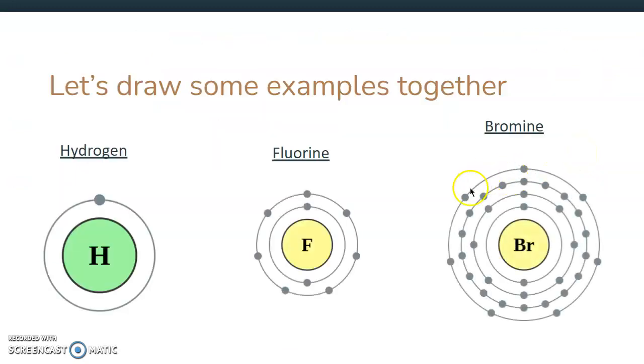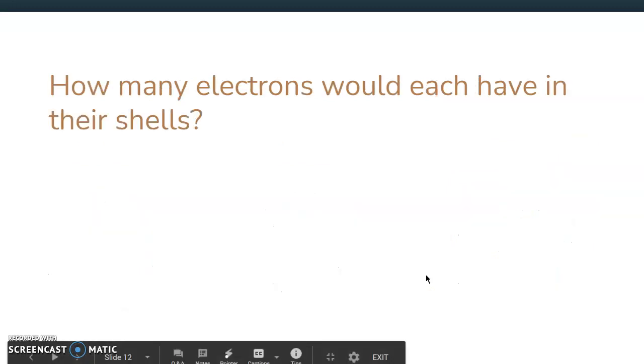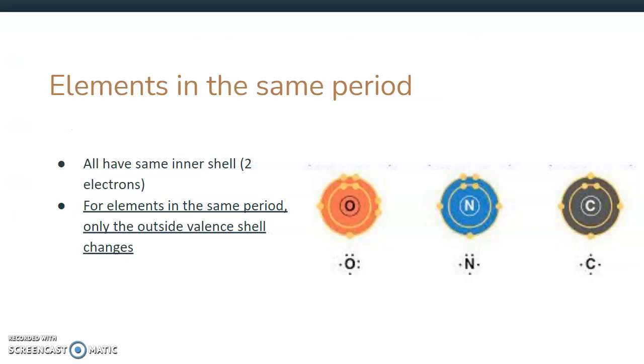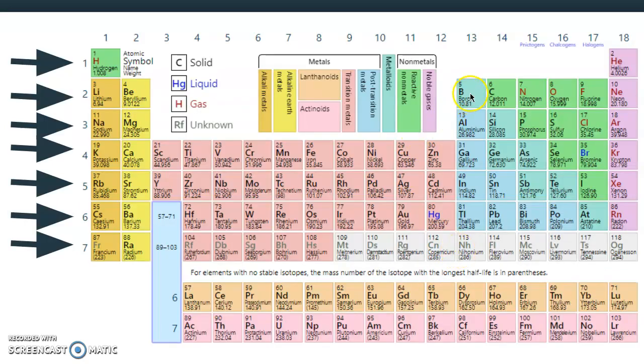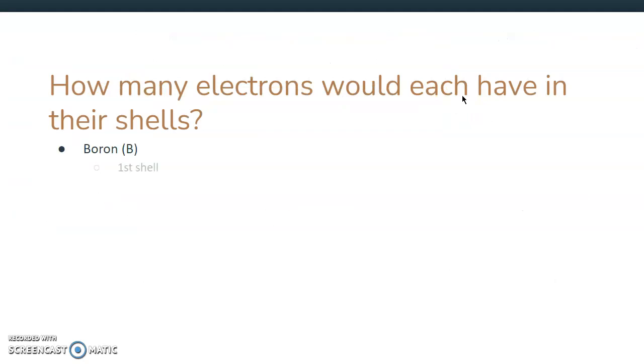So this is a little bit more complicated, a little bit more challenging, but I just wanted to show you guys that. This is how it works. So let's go through this again. How many electrons would each element have in their shells? So if we have boron, our first shell in the first row is going to have 2. Our second shell is going to have 1, 2, 3. And since we got to boron, we're done. So boron would have, first shell would have 2, second shell would have 3.